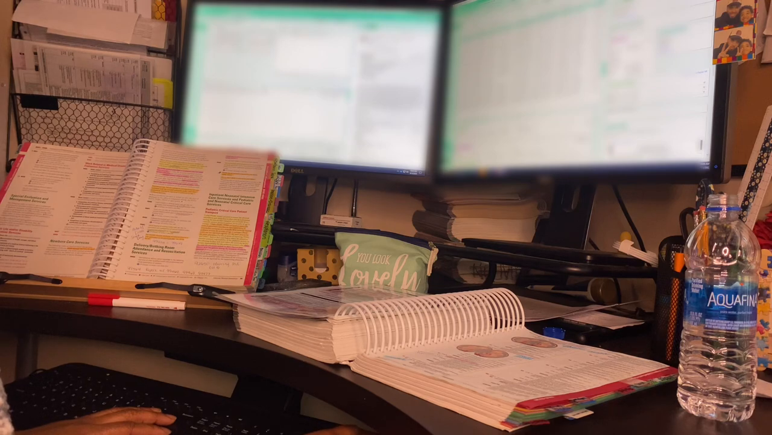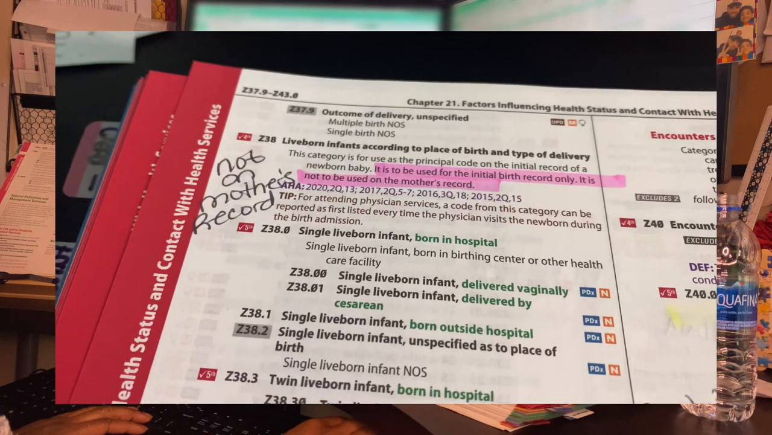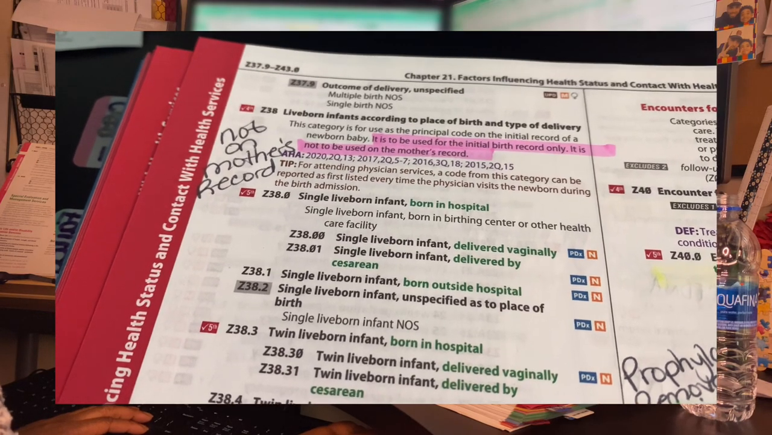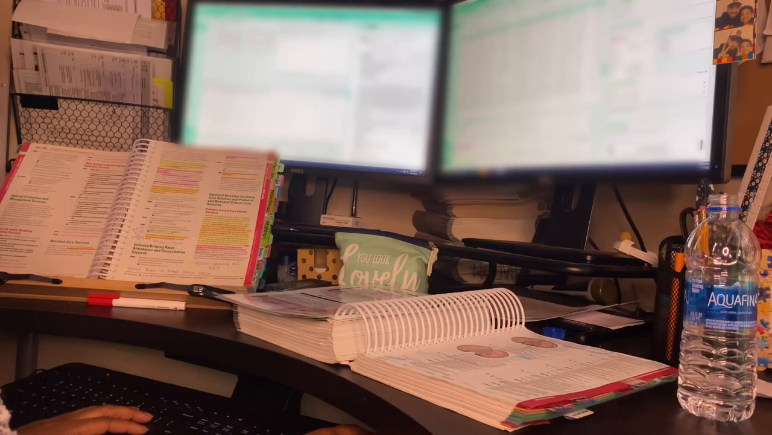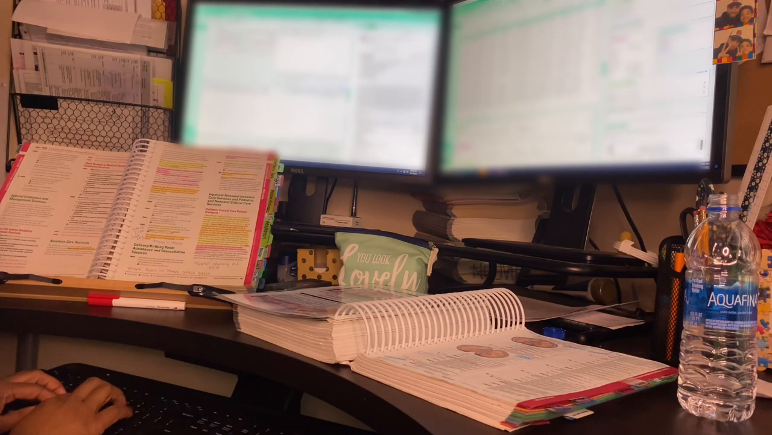So all I'll do is I'll change that this was a single live born infant delivered by cesarean because they had Z38.2, which was unspecified. What exactly does it read? It reads single live born unspecified place of delivery, but if it was a C-section, I doubt they're doing that at home. So I'll go ahead and change the primary diagnosis code.